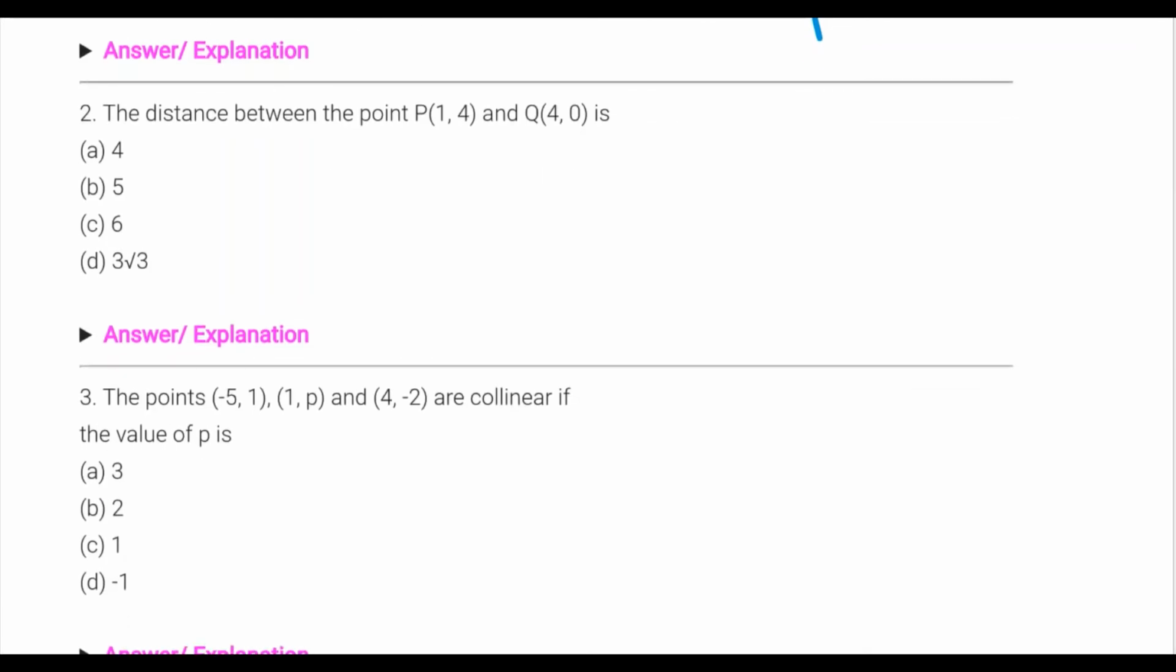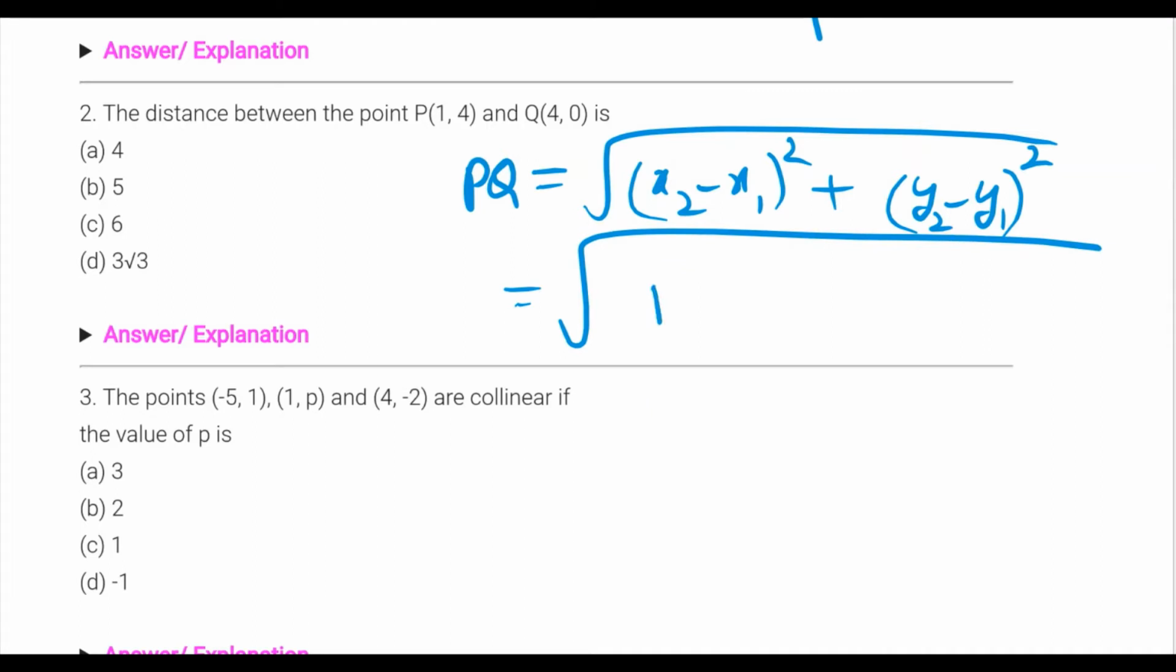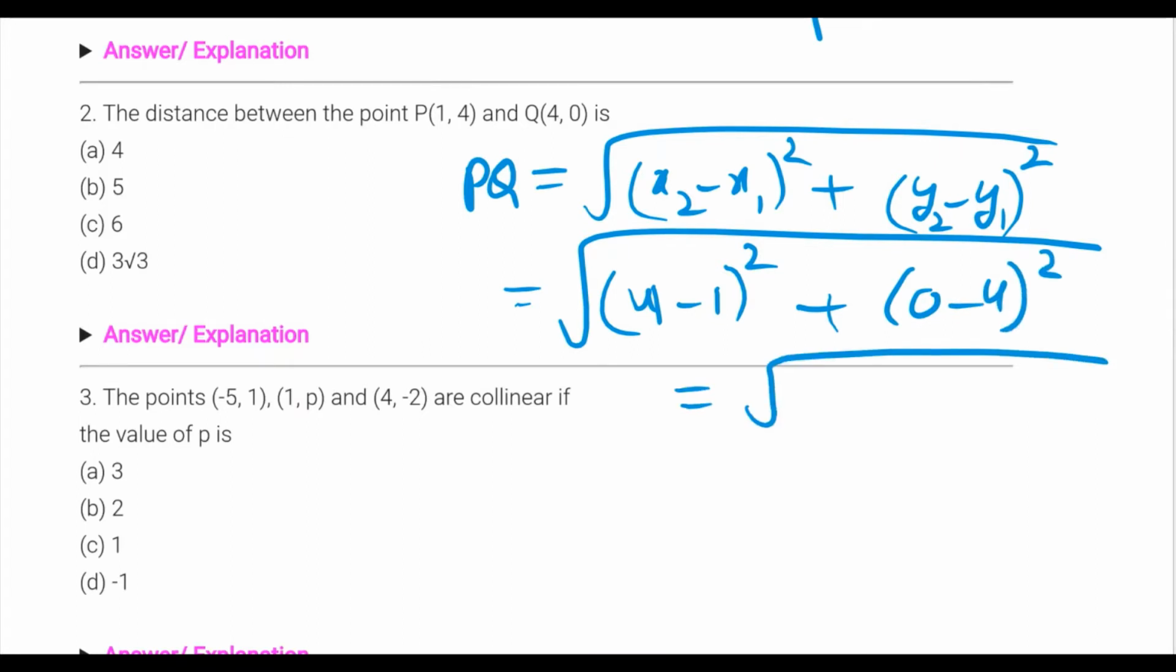Next question is the distance between the points P (1, 4) and Q (4, 0) is. So distance PQ equals, applying the distance formula, the square root of (x2 minus x1) whole square plus (y2 minus y1) whole square. That equals the square root of (1 minus 4 or 4 minus 1) whole square plus (0 minus 4) whole square. That equals the square root of 3 square, 9, and this is 16, that equals root 25, which equals plus or minus 5, but distance is always positive, so it's plus 5. So option B.